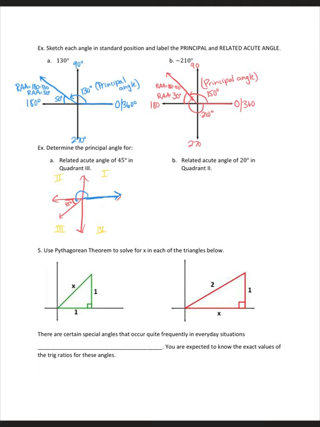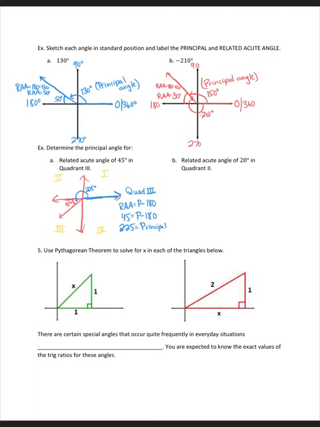So remember, in quad 3, our related acute angle is equal to our principal angle minus 180. So this is in quad 3. In this case, my related acute angle is 45. We're trying to determine our principal angle. Let me say principal minus 180, so I'm going to add 180 to the other side. It should be 225 equals our principal. So you can see this is 225 degrees.